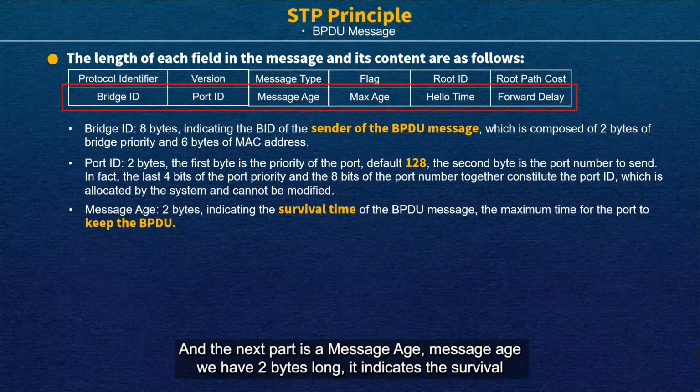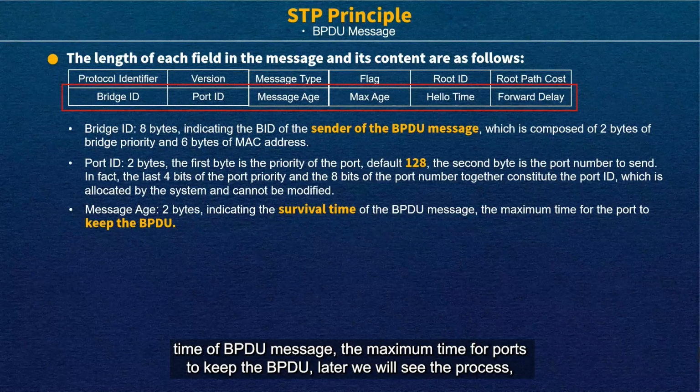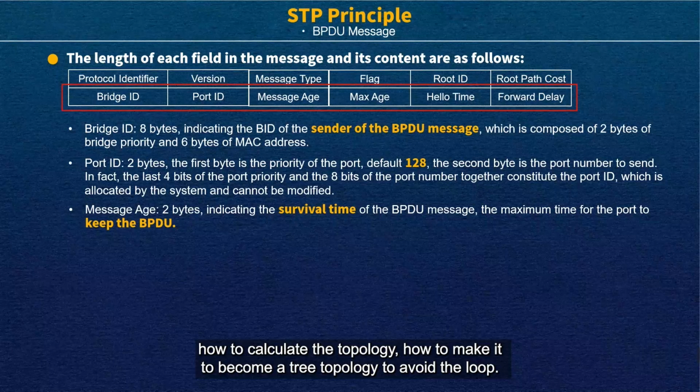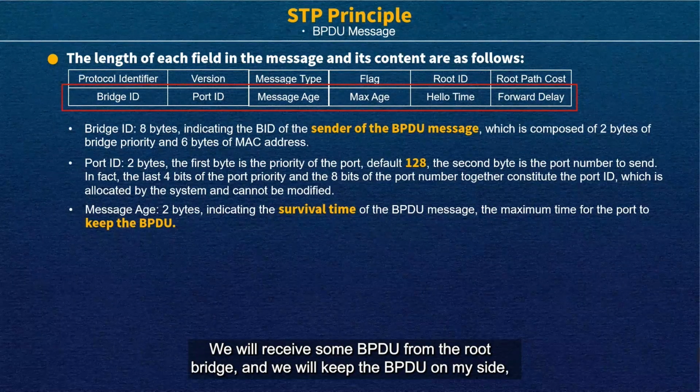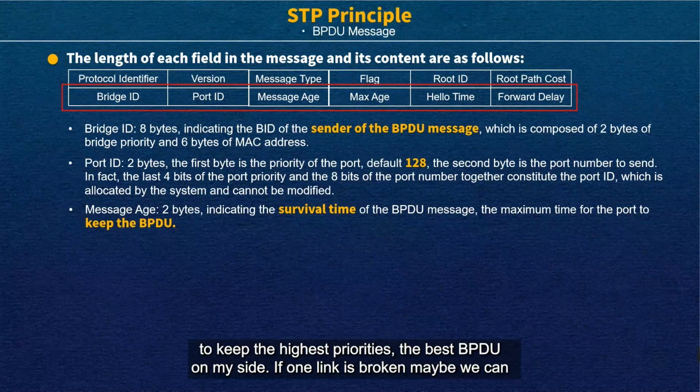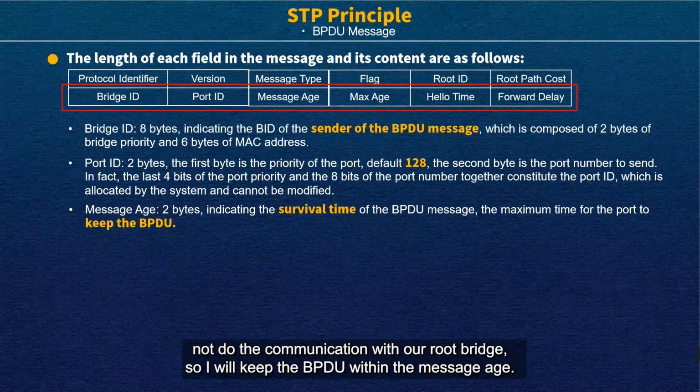And the next part is the message age. Message age, we have 2 bytes long, and it indicates the survival time of the BPDU message, the maximal time for the port to keep the BPDU. Later, we will see the process, how to calculate the topology, how to make it become a tree topology to avoid the loop. We will receive some BPDUs from the root bridge. And we will keep the BPDU on my side, keep the highest priority, the best BPDU on my side. If one link is broken, maybe we cannot communicate with our root bridge.